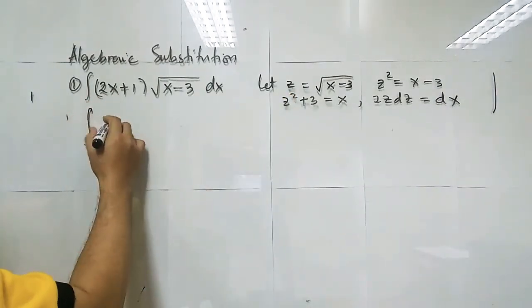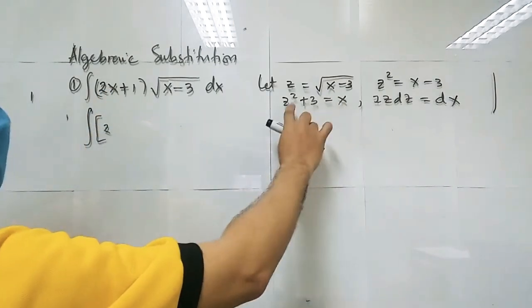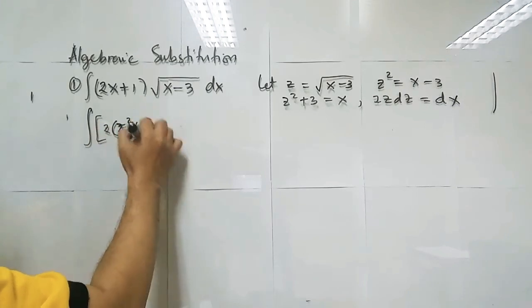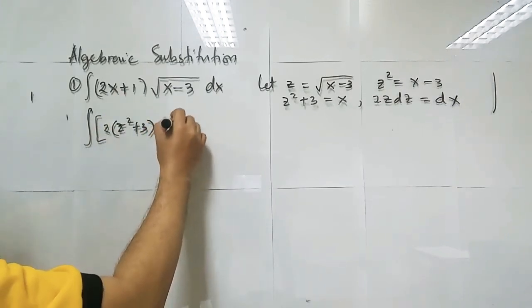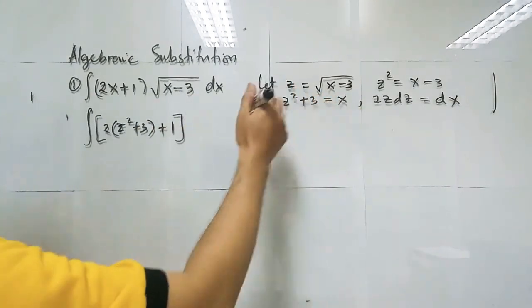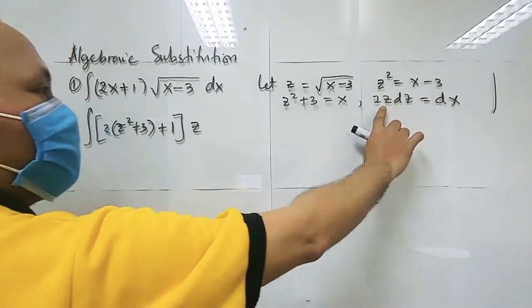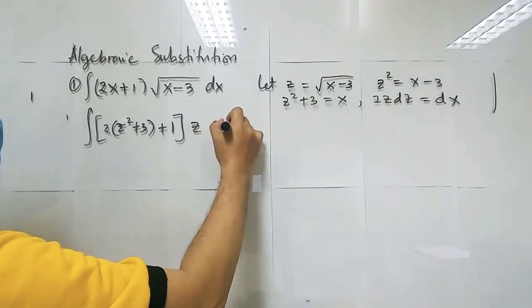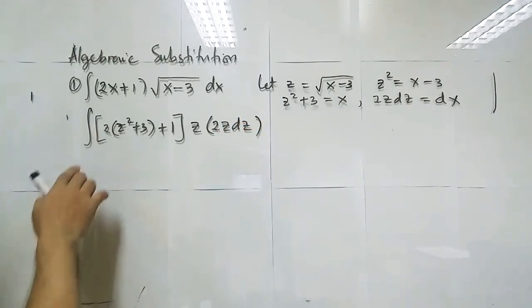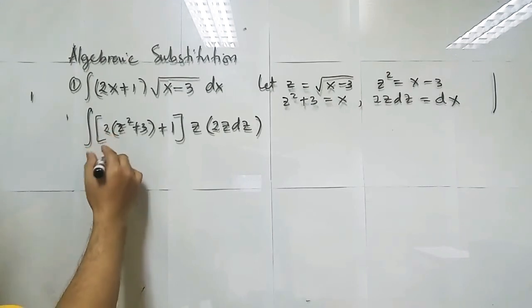Now after we have this z, substitute all the values of x in terms of z. So we have 2 times x, our x here is z squared plus 3, and then plus 1, and then the square root of x minus 3, that is equivalent to z, and then this dx, that is equivalent to 2z dz. This time substitute, multiply by 2z squared.